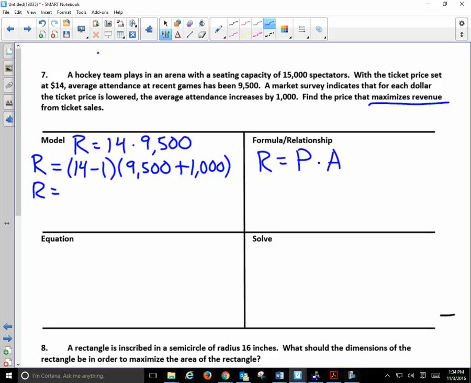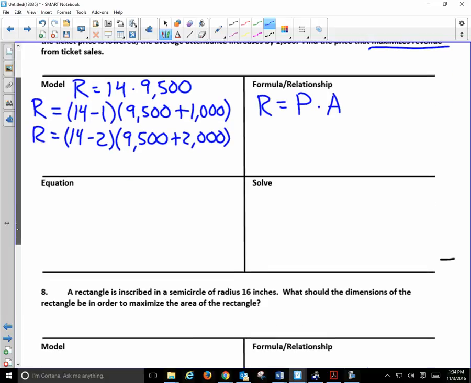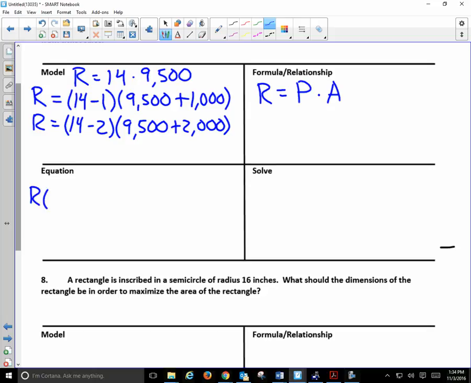Now, instead of dropping it by 1, let's drop it by 2. Now we get 9,500 plus 2,000. Hey, I'm noticing a pattern, aren't you? So let's see if we can actually write an equation. R of x would be equal to 14 minus x times 9,500 plus 1,000x.